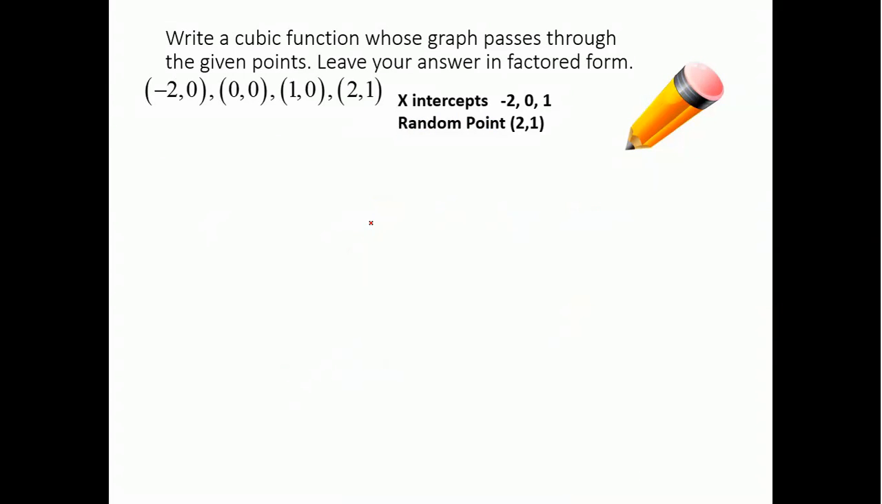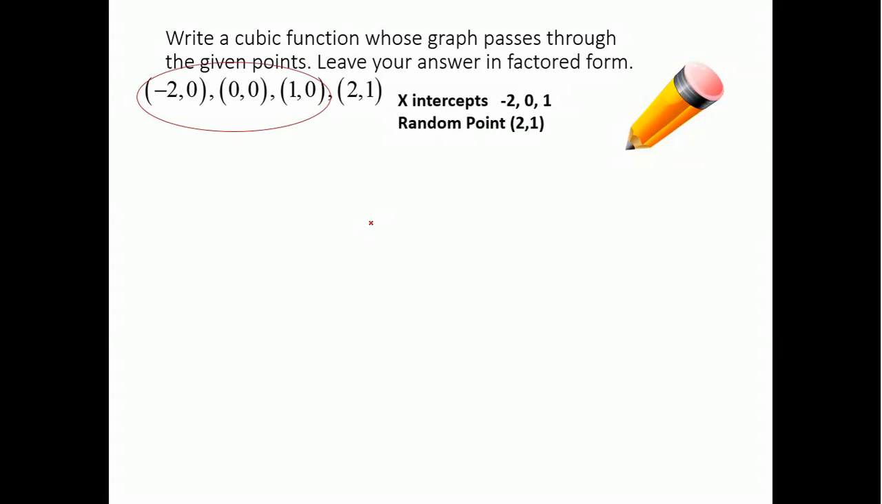Let's try one more. So I just have some given points here. Leave your answer in factored form again. So I have (-2, 0), (0, 0), (1, 0), and (2, 1). So very first thing, you're always going to want to figure out who's the intercepts and who's the random point. So the random point is (2, 1), of course, because it's not an x-intercept. So my x-intercepts are -2, 0, and 1.